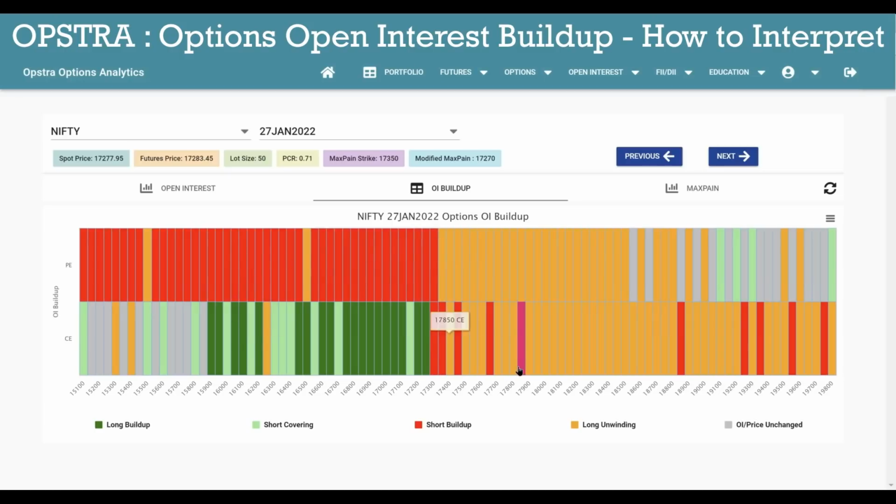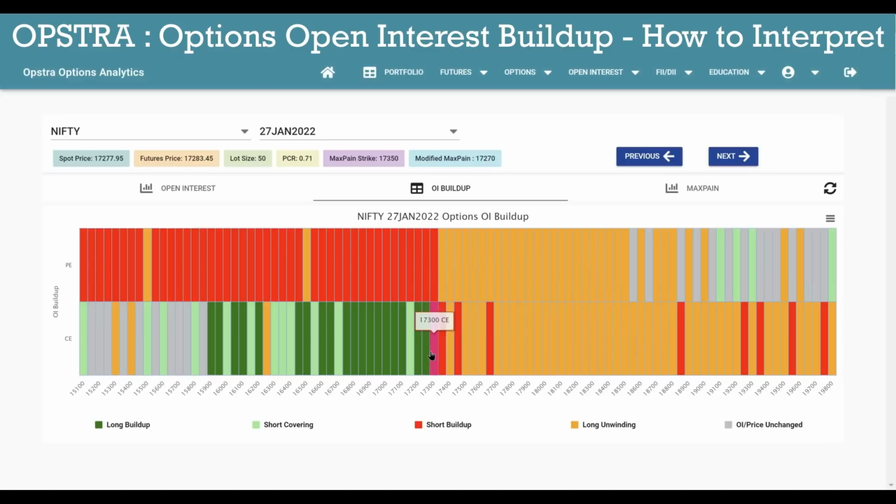Now it's very simple. Here what we are showing is the options OI buildup in that particular option chain for that particular underlying of that particular expiry. This picture, or this chart, gives a quick look at what is happening in the options market for that particular underlying.